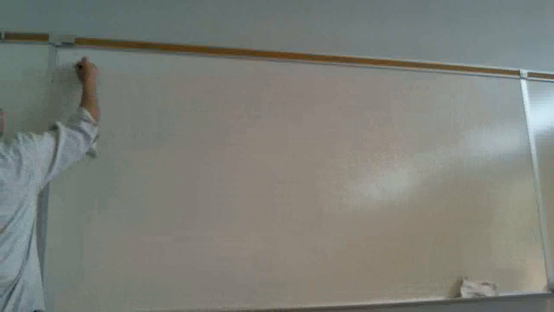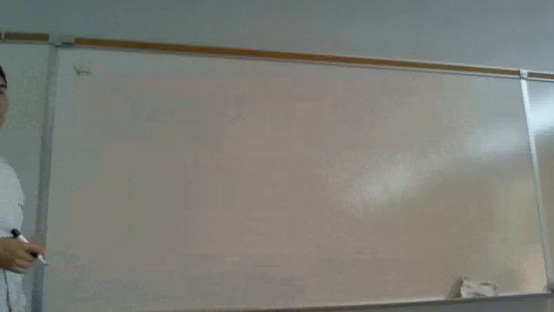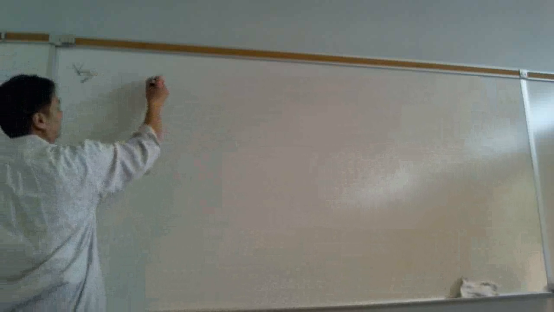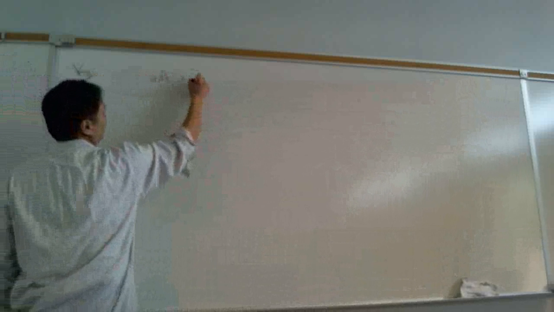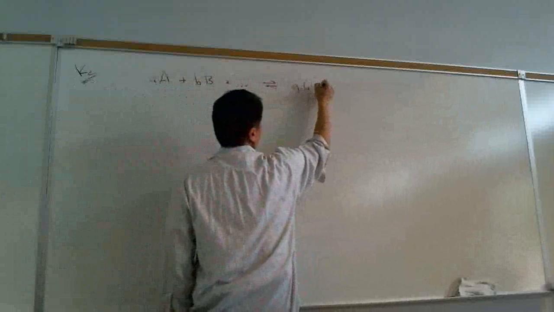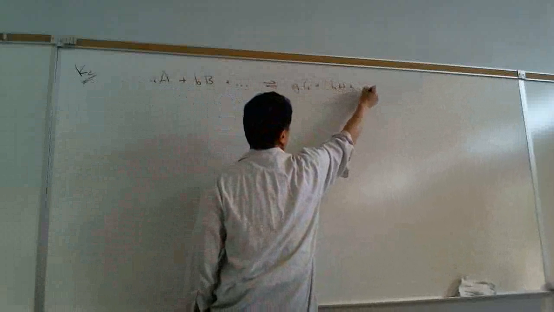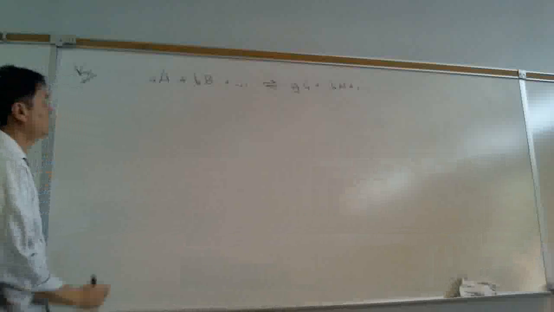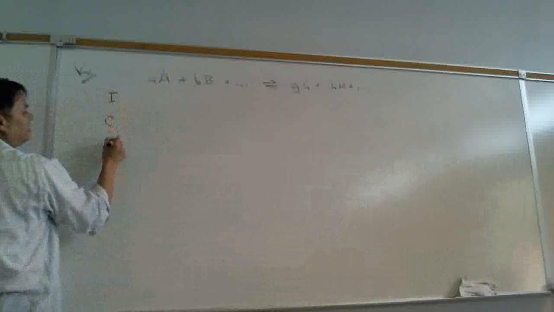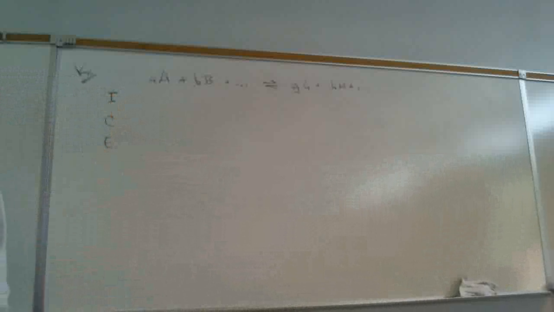For equilibrium calculations, the type of stoichiometry setup that we do is always the same. This is going to hold true for chapters 15, 16, 17, and 18. The basic setup is the same. Let's say we're given a case where we have the reaction aA plus bB plus dot dot dot goes to gG plus hH plus dot dot dot. We're always going to set this up in the ICE table, initial, change, equilibrium.